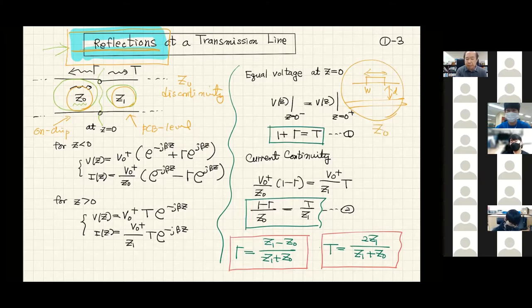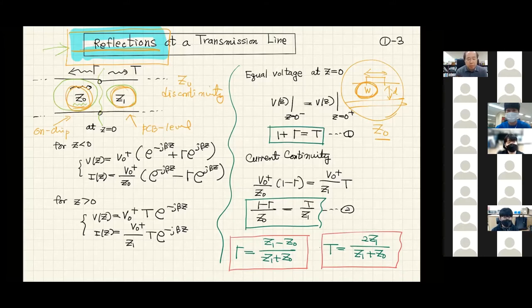But sometimes, because we do not have enough space, we may not be able to control W. So sometimes the line impedance may be different depending on the area of your chip or off chip. In many cases, we encounter this kind of impedance discontinuity.